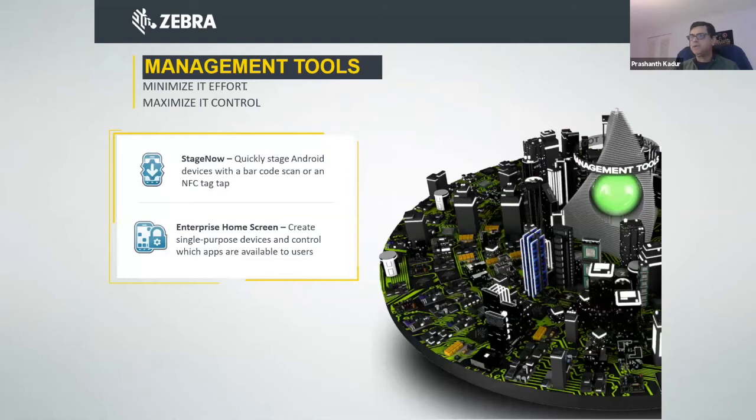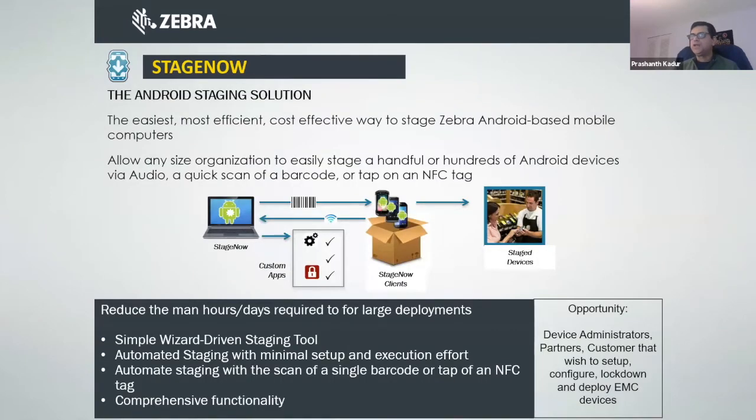And coming to the management, StageNow is for staging. Basically, when you take the device out of the box, there is nothing running on it. If you have one device, yeah, you can use Android tools to configure the device to get on the Wi-Fi, and then maybe pull your EMM, install your EMM app, and then get that going. Okay, that's good for 10 devices, maybe 25 devices. But if you have several hundred, several thousand devices, that's not going to happen.